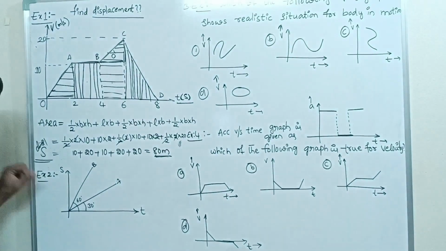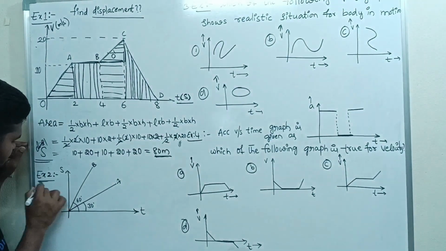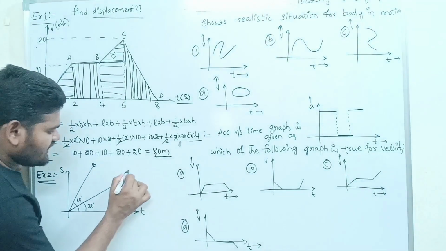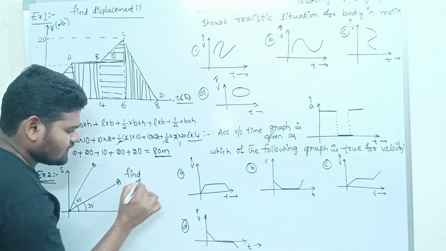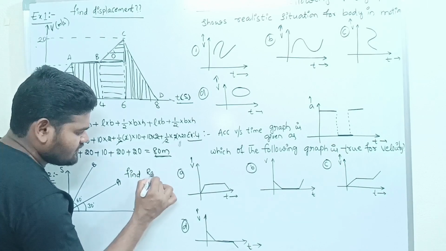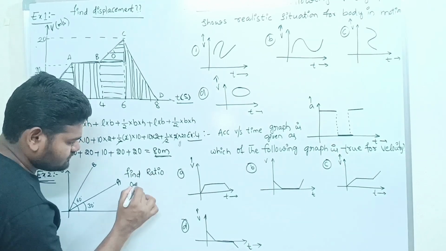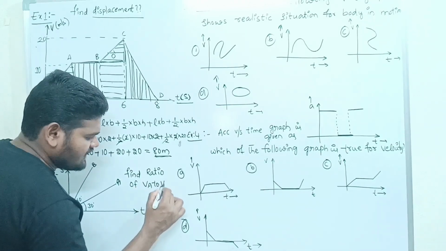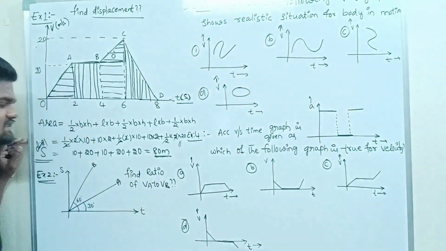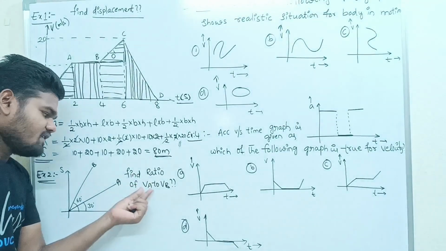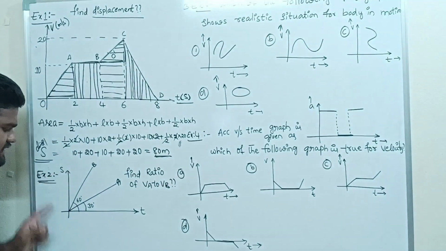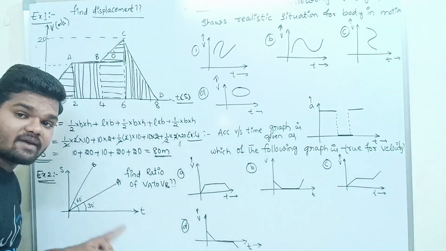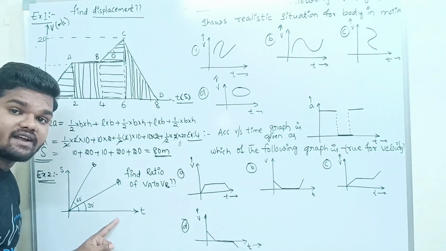Right. Have a look. Again, a second example is given. So they are asking, find the ratio of the velocity of object A to the velocity of object B. They are asking, find the ratio of VA to VB. Look, the graph is drawn between displacement and time.